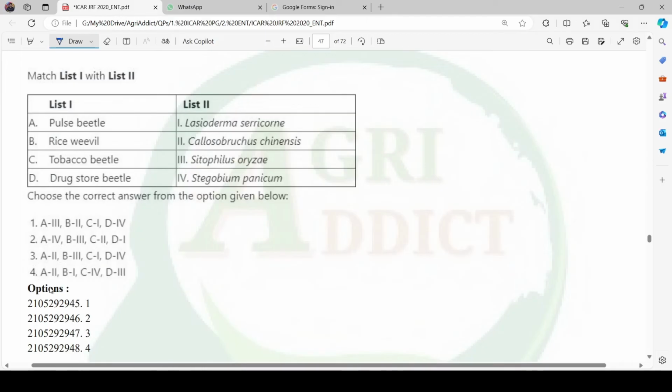Next, question number 77. There are several stored grain pests and their scientific names. You have to match them correctly. First is pulse beetle, that is Callosobruchus chinensis, family Bruchidae. Then rice weevil, Sitophilus oryzae. Then tobacco beetle, that is Lasioderma serricorne, and drugstore beetle, Stegobium paniceum. Very easy question this is.